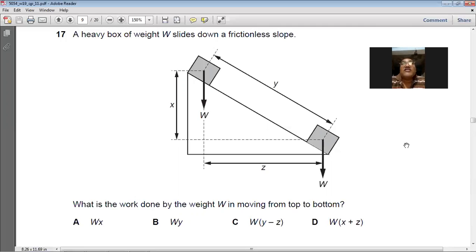So here, the weight we know is W and the vertical height is X. So the loss in the gravitational potential energy is weight multiplied by the vertical height. So the loss in the gravitational potential energy will be weight multiplied by X, and the work done will be equal to the loss in the gravitational potential energy. So W multiplied by X. A is the option. Question number 17. A is the right option, sir.